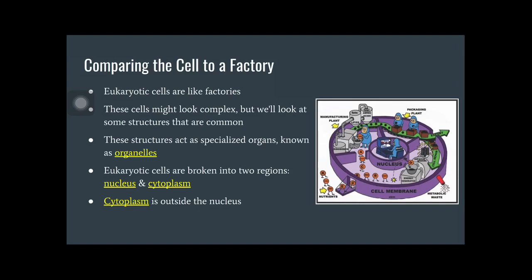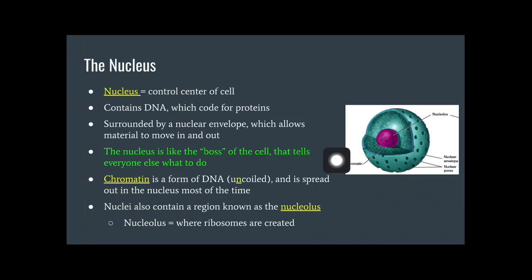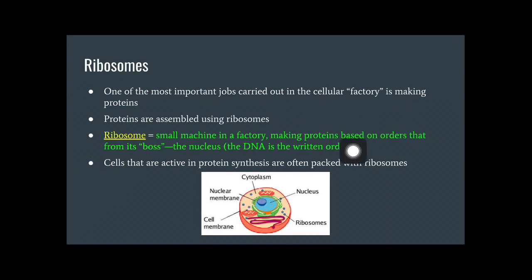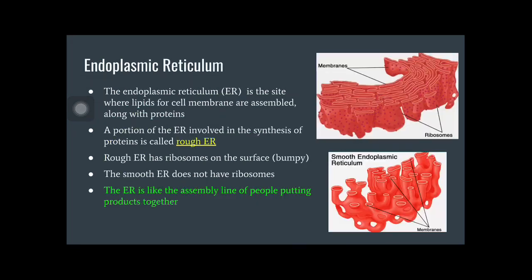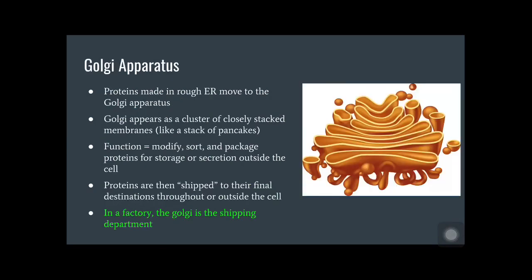So here's our example. Everything here in the green is our analogy. The nucleus is like the boss of the cell that tells everyone what to do. It's the person in charge of the factory. The ribosomes are the small machines in the factory that make proteins based on the orders they get from the boss, the nucleus, and it happens to be written in the DNA forms. The endoplasmic reticulum is like the assembly line where people put together products.